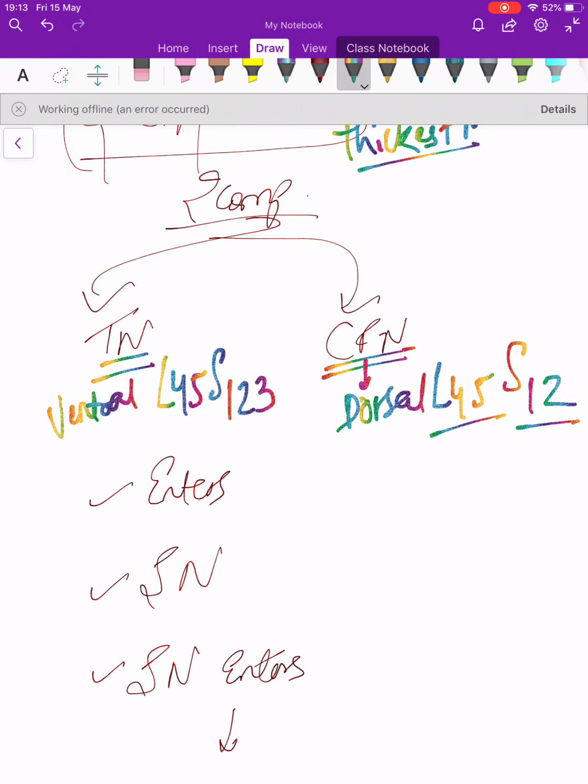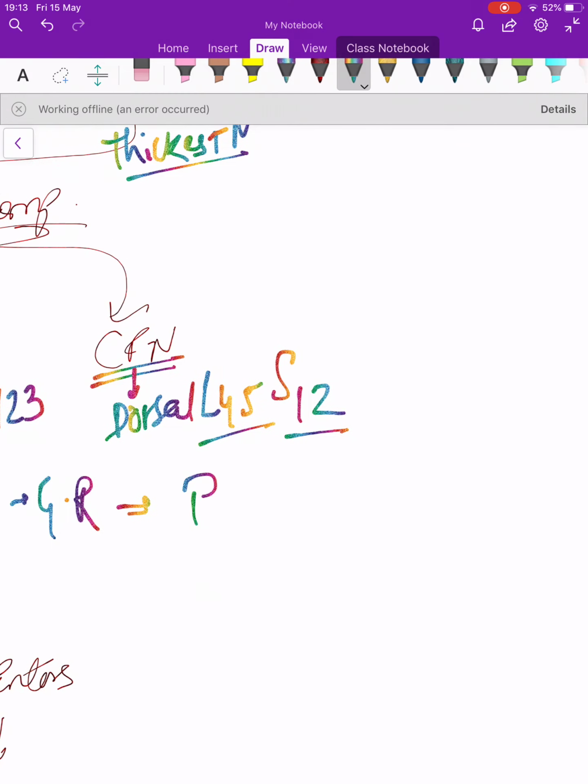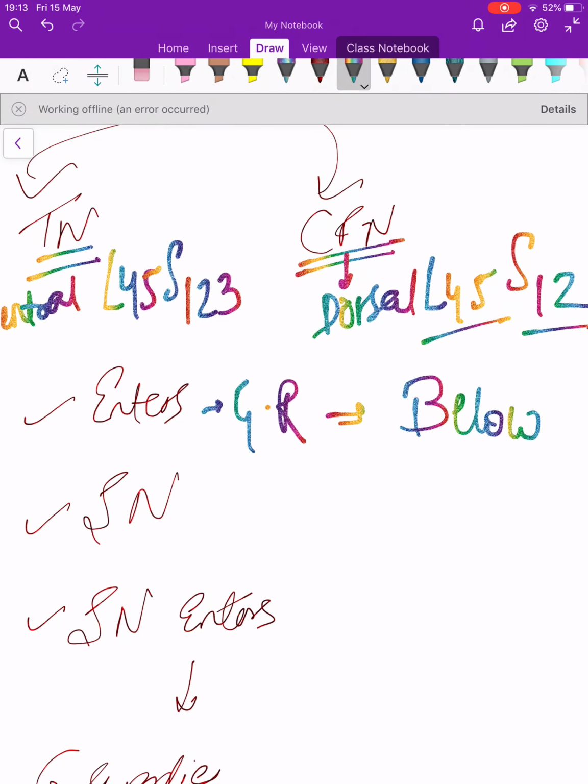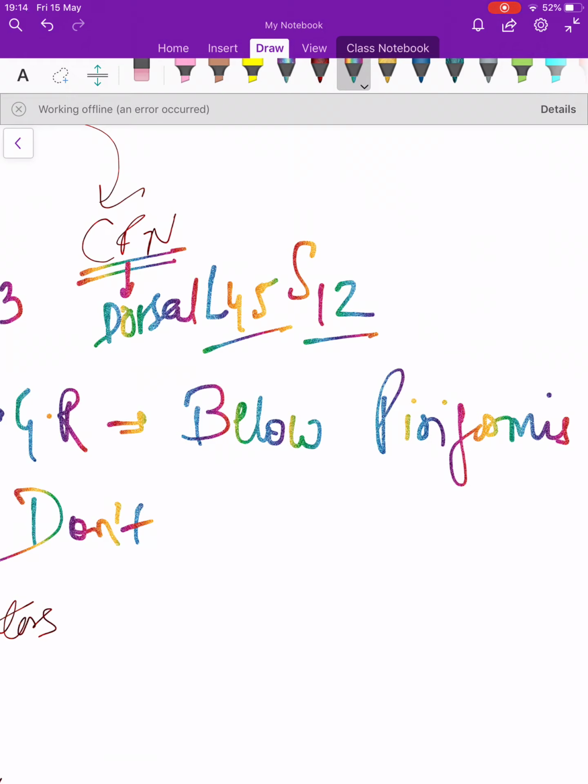Fine. Then the sciatic nerve enters the gluteal region by passing below the piriformis muscle. The sciatic nerve does not supply any of the muscles in the gluteal region. Okay.